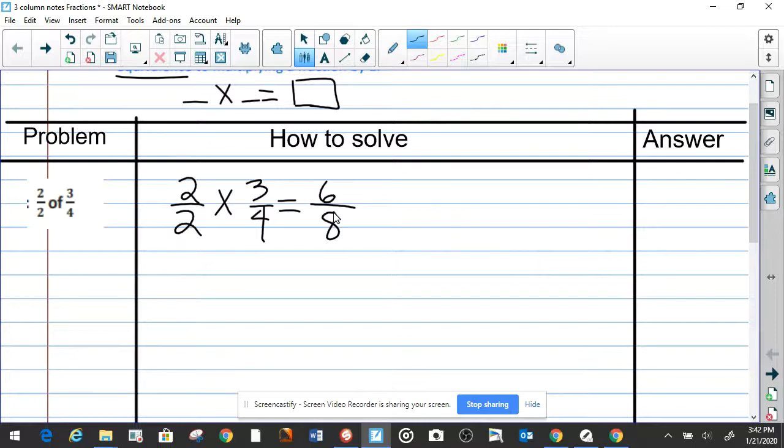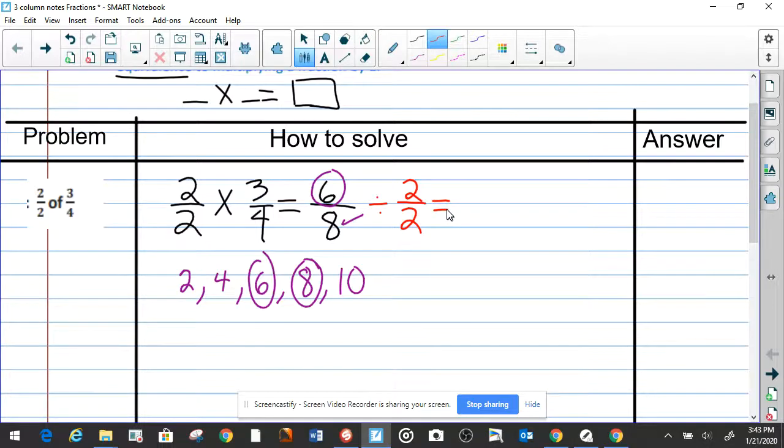Okay, now can we simplify these numbers? Well, let's see if these two numbers are part of the multiples of 2. So here's the sequence. You can see that 8 is part of the sequence when you find the multiples of 2, and 6 is part of the same sequence. So that takes us to this part of the solution, to divide both numbers by 2. 6 divided by 2 equals 3, and 8 divided by 2 equals 4. Oh, look at this. It is the same answer.